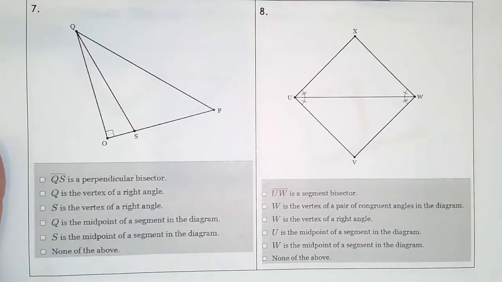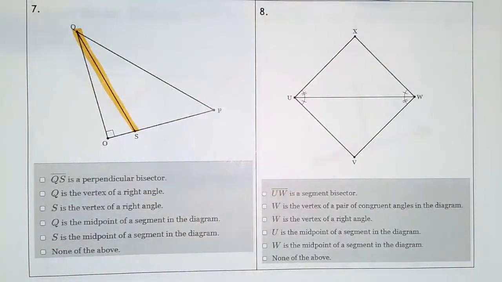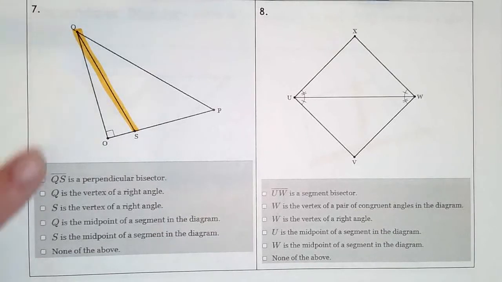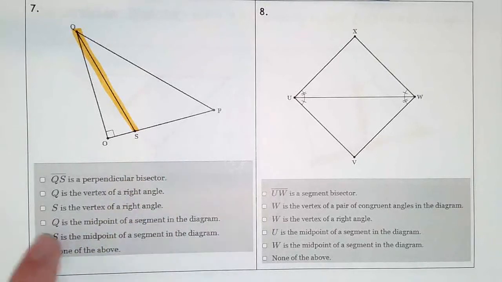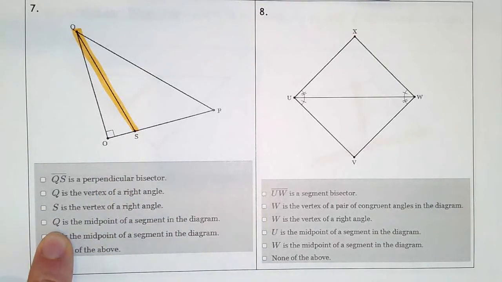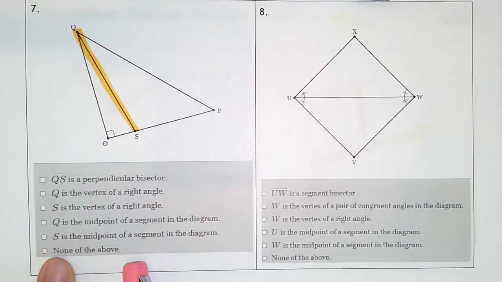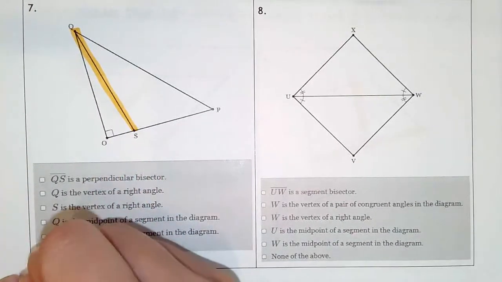All right, number 7. QS is a perpendicular bisector. So do you see it making a 90 and cutting something in half? No. Q is the vertex of a right angle. I don't see a 90 there. No. S is the vertex of a right angle. I don't see a 90 there, including S. No. Q is the midpoint of a segment in the diagram. I don't see Q even in the middle of a line. S is the midpoint of a segment. S is definitely not in the middle of line OP, so this is a none of the above.